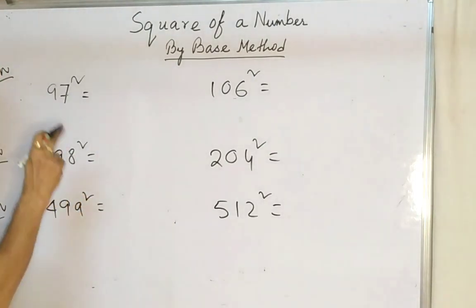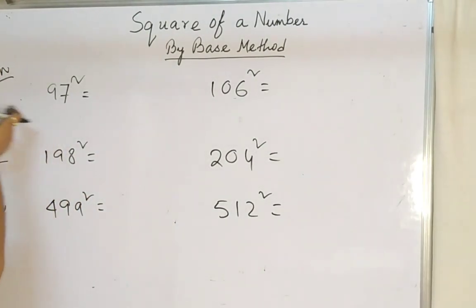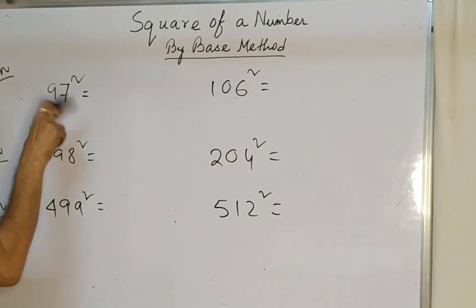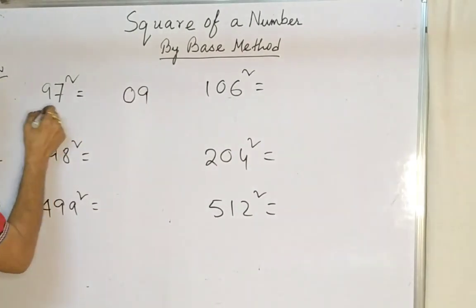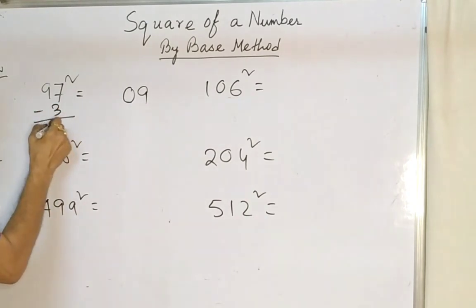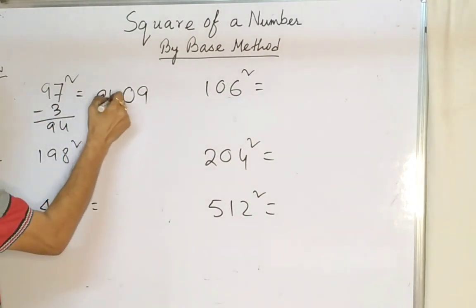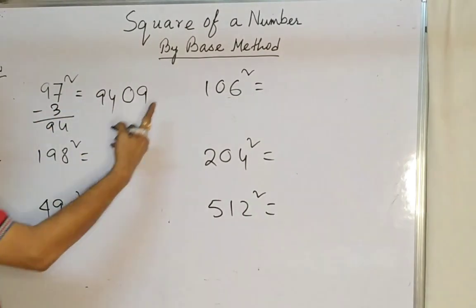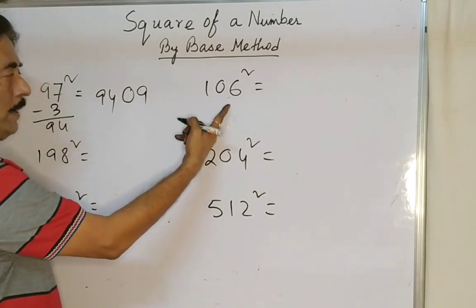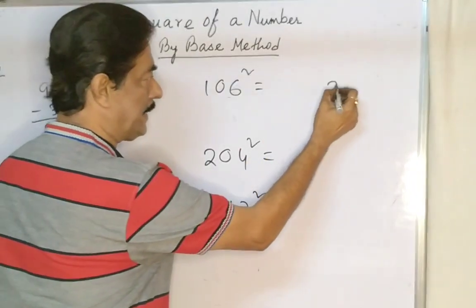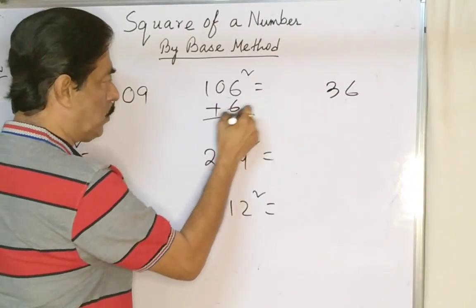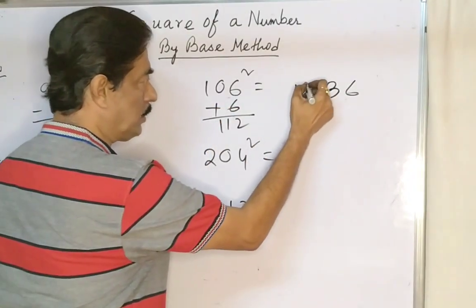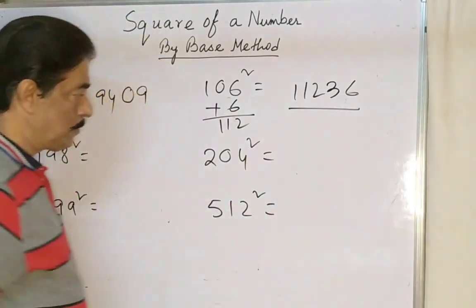Rule 7. When base is 100, how much less? 3 less. 3 square is 9. You have to put 2 digits: 09. As it is less, minus 3, you get 94. So your answer is 9409. Base is 100, this is the above. How much above? 6. 6 square is 36. I can write 2-digit number 06. If it is above, you have to add this number, 106 plus 6 is 112. So your answer is 11236.